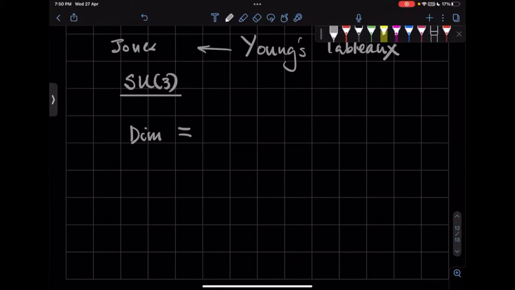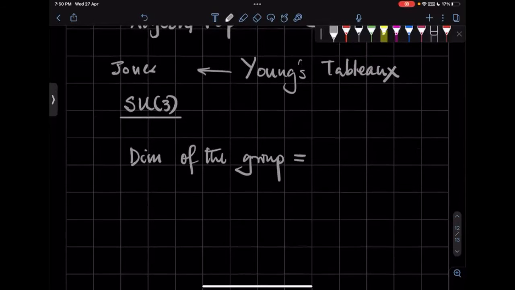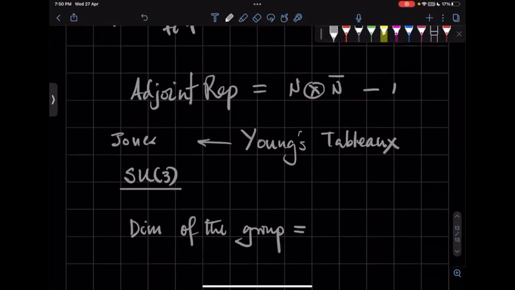Three. Sorry? It's three. Not the dimension of the fundamental representation, the dimension of the group. What is the dimension of the group? The dimension of the parameter space or the manifold. The answer is there. It should be the same as the dimension of the adjoint representation, right?